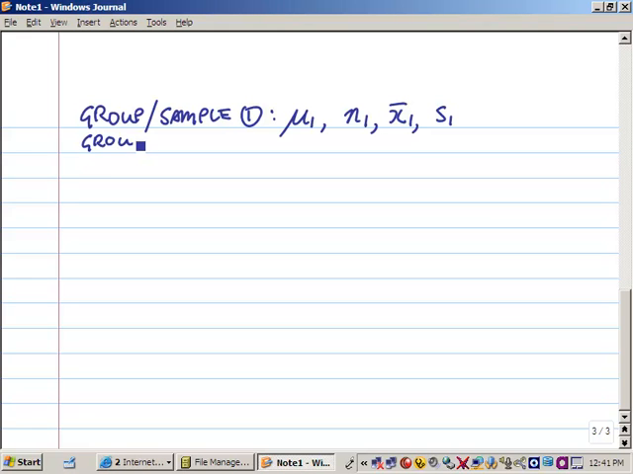And then for group or sample 2, again there'll be a population average mu2 out there. We'll need to calculate the confidence interval along with the above sample information. We'll need n2, the sample size for the second one, x bar 2, the average for the second, and S2, the standard deviation for the second group or sample.